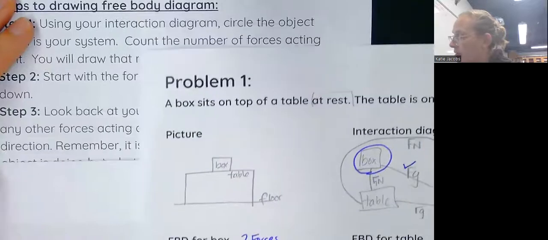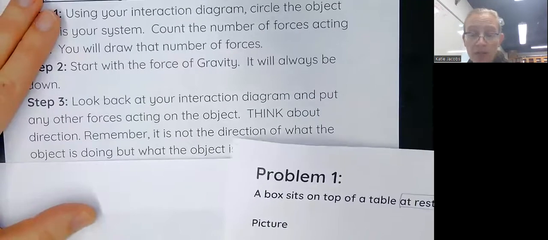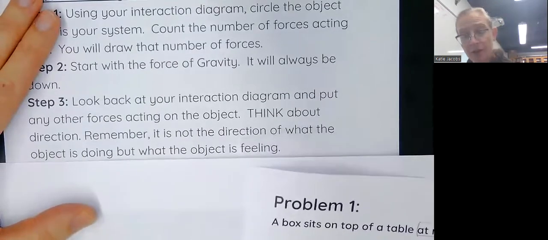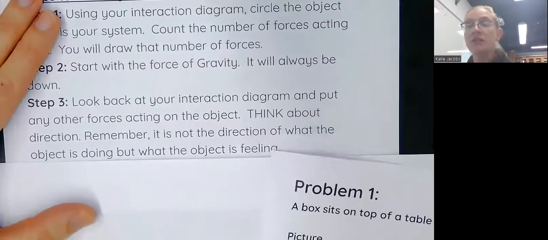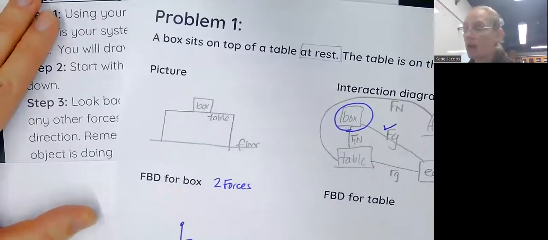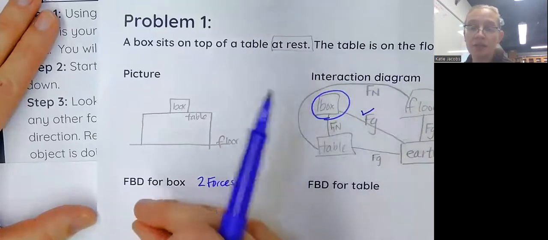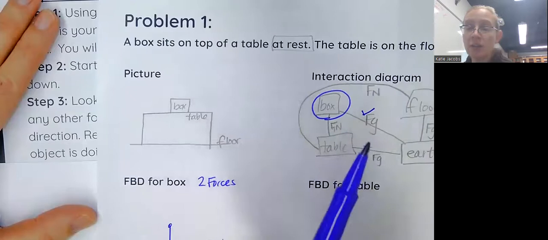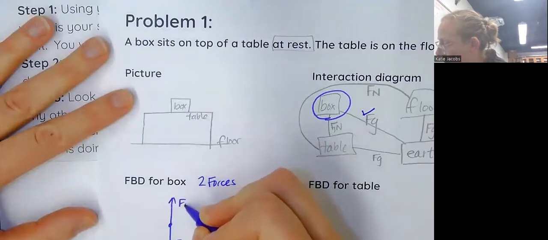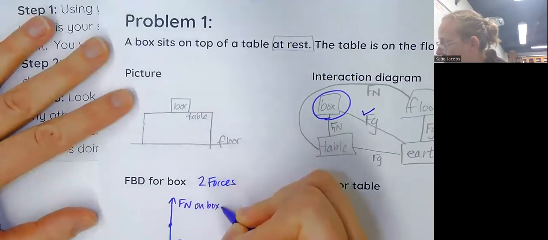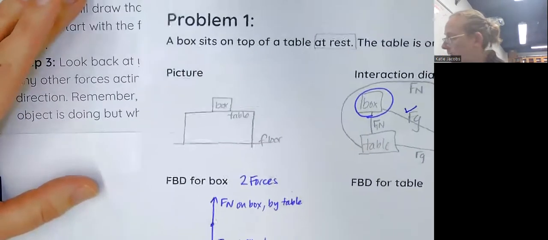So step 3, I'm going to look back at my interaction diagram, and I'm going to put the normal force because that's the force that's remaining, but I need to think about its direction. As a reminder, it's not what the box is doing, it's what the box is feeling. So the box is pushing down on the table, but the free body diagram is for the forces that the box is feeling. So the box is feeling a push up by the table. So I'm going to have Fn up on the box by the table.